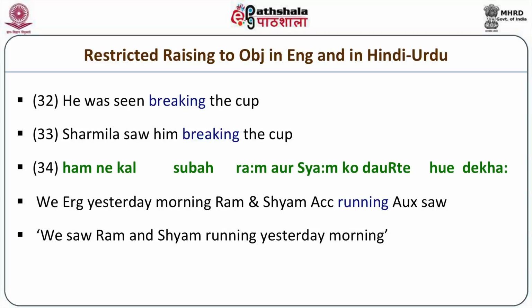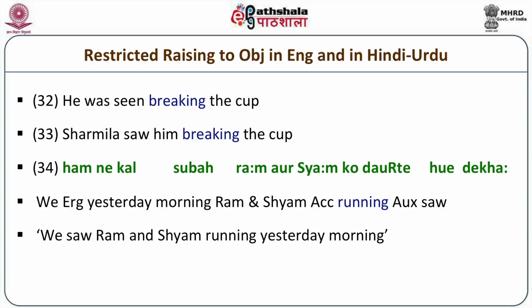When you get a participle instead of a naked infinitive, you can routinely passivize in English. So you get, he was seen breaking the cup, she was heard singing the song, etc. The class of triggers is a bit different. Make, for example, doesn't trigger restricted raising when there's a participle. The reason we want you to look at this is that there are similar sentences in Hindi, Urdu, and in Bangla. So in Hindi, Urdu, you get sentences like, "हमने कल सुबह राम और श्याम को दौड़ते हुए देखा." We saw Ram and Shyam running yesterday morning.